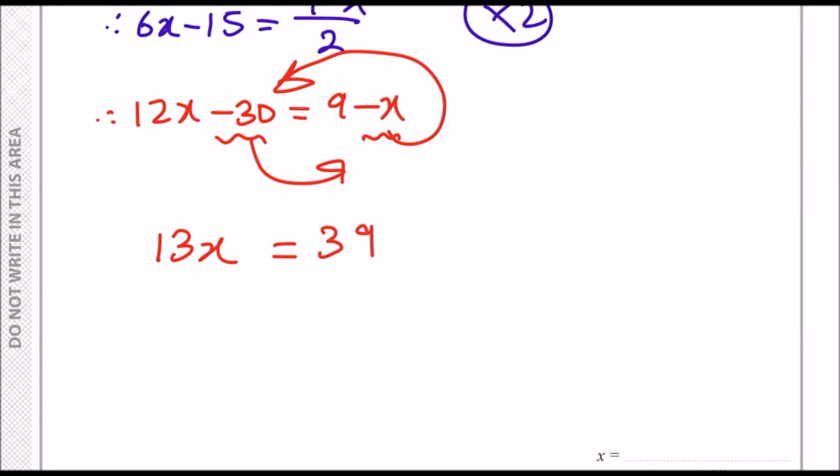And now to solve for x, all we've got to do is separate the 13 from the x. And to do that, we've got to divide both sides by 13. So therefore, you're left with x equals 39 over 13, which is just 3. And that's it, guys. All done.